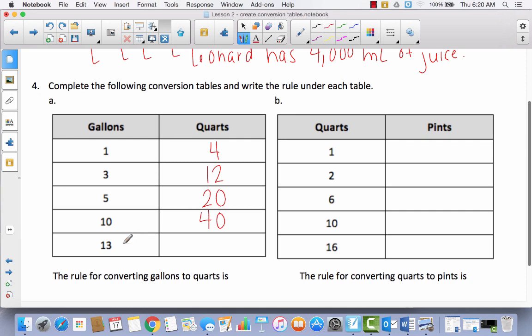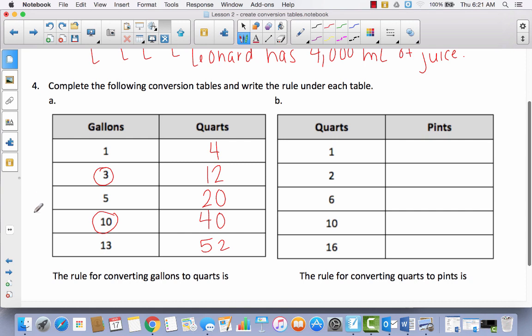Now I could get out a calculator here, or I could just solve this. 13 times 4 wouldn't take me very long at all. But if you notice, I have 10 and I have 3. 10 and 3 together equal 13. So if I take 12 and 40 and add them together, I should have the same amount of quarts that there are in 13 gallons. So 12 plus 40 would be 52, which is the same answer you would get if you did 13 times 4.